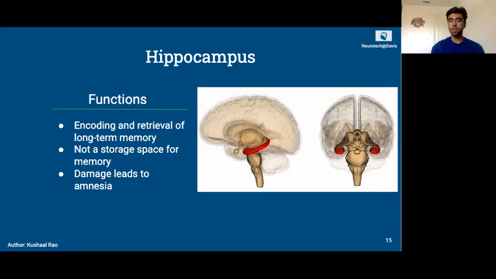And a lot of this has been learned with damage done to people's brains accidentally, and we just kind of study the effects it has on these people.